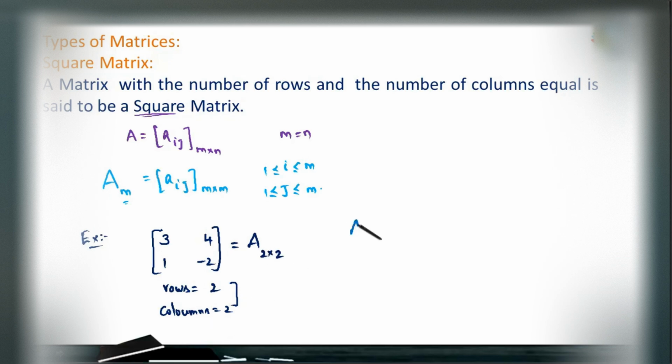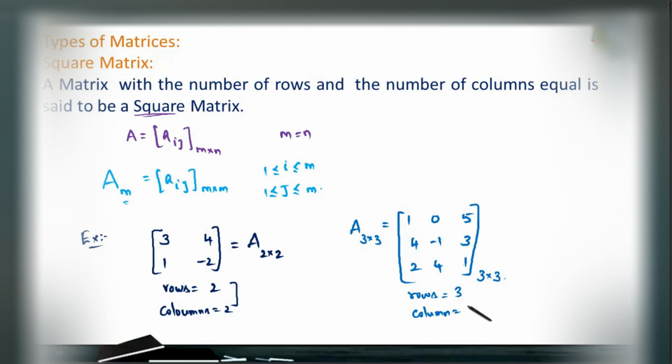Now can we write a square matrix of order 3 by 3? Let us try. There should be 3 rows and 3 columns. That means total 9 elements should be arranged in this array. So let us check 1, 0, 5, 4, minus 1, 3, 2, 4, 1. How many rows are there? There are 3 rows and 3 columns. Such an arrangement is an arrangement of 3 by 3 where the number of rows is 3 and the number of columns is also 3. Such a matrix is a square matrix.